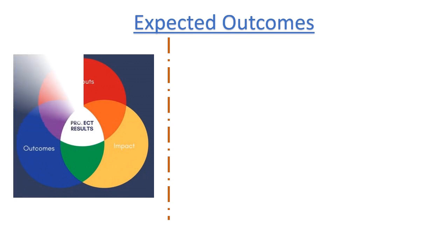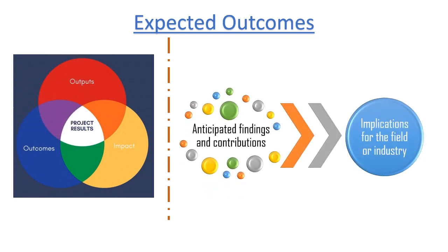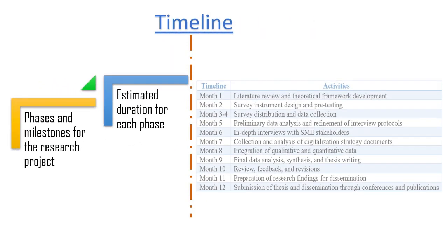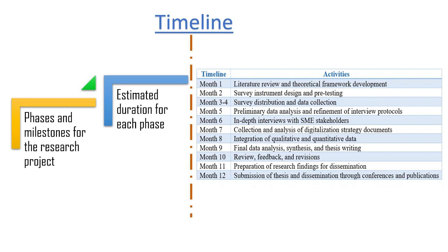The next section is the expected outcomes. Here, address the following. 1. Anticipated findings and contributions. And 2. Implications for the field or industry. The next section is the timeline. In a table, include the following. 1. Phases and milestones for the research project. And 2. Estimated duration for each phase.